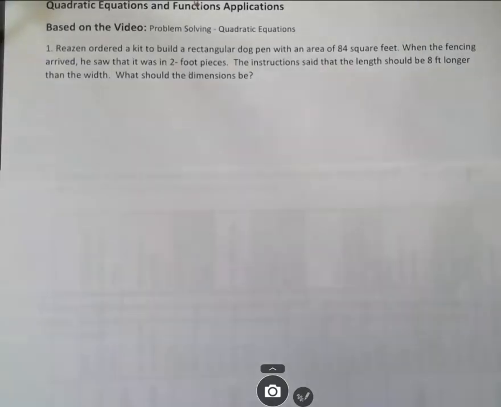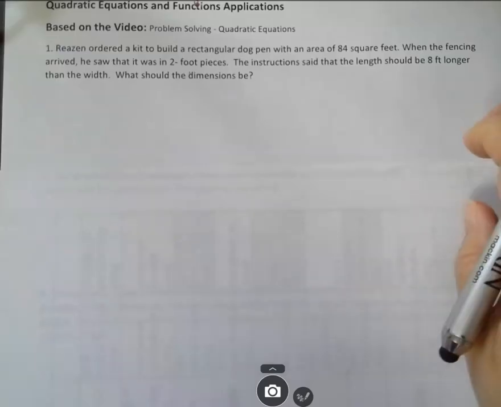In the first one, we're talking about a geometry problem where Reason has ordered a kit to build a rectangular dog pen that's supposed to have an area of 84 square feet. When the fencing arrives, he sees that it's in 2-foot pieces. The instructions said that the length should be 8 feet longer than the width. What should the dimensions be?